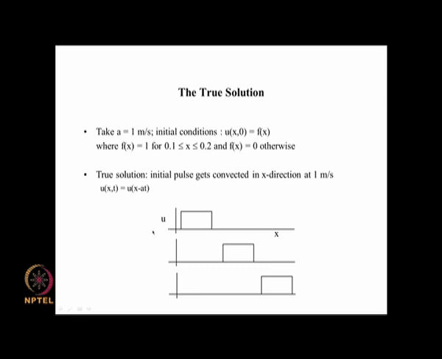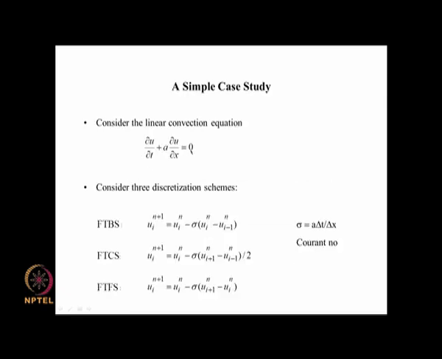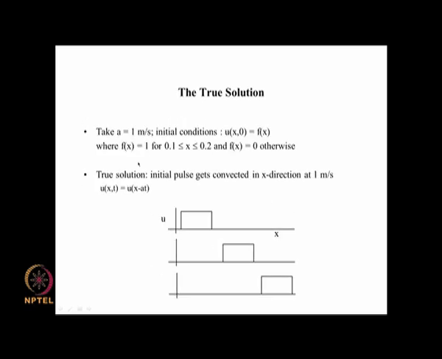Okay. The true solution to this is that this pulse would get transported in the positive x direction at a speed of 1 meter per second. So, you can actually verify that by substituting a solution like this, that is u of x, t equal to u of x minus a t, which is a solution for this partial differential equation. Okay. So, that means that if you have an initial pulse like this, it is travelling in the x direction at a speed of 1 meter per second.